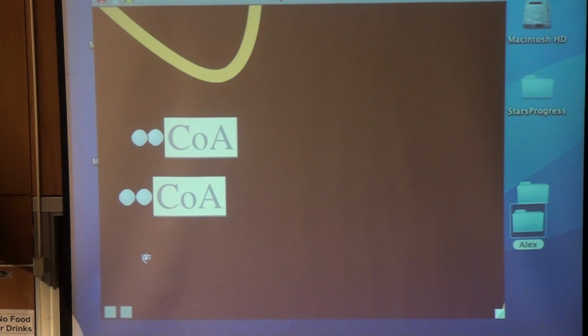Where'd my score sheet go? Well, somewhere around here's my score sheet, but it's in your handout that that's the energy yield per glucose.